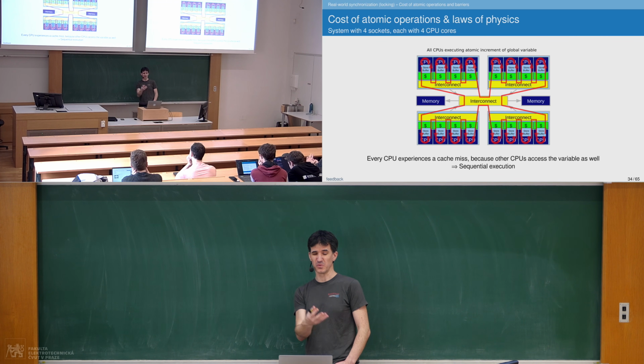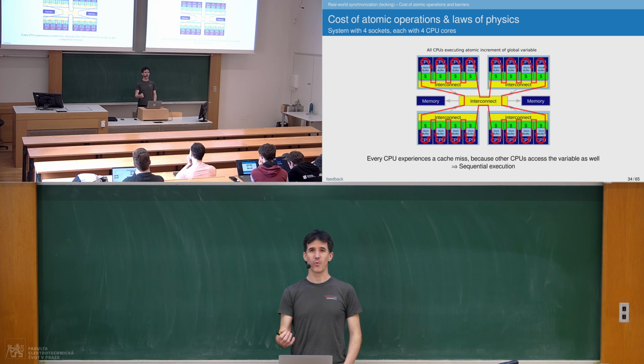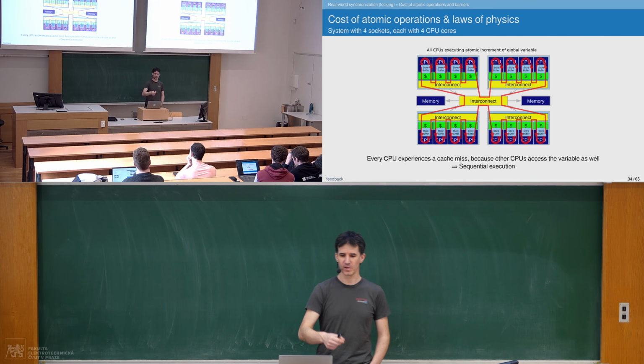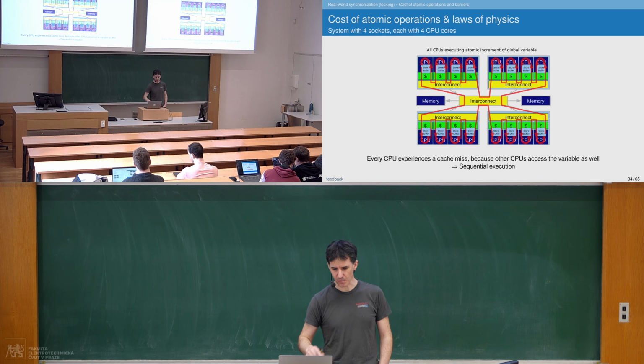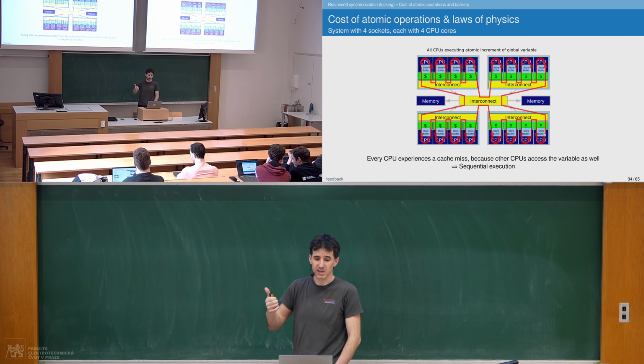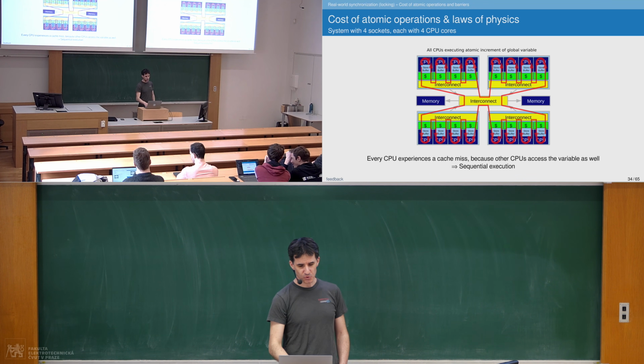So you have some, I don't know, network router or whatever, and you just want to know how many packets went through the router. So whenever one CPU routes a packet, it increments this statistics counter, like I have routed 1 packet. And if all CPUs do just that, this is actually what happens.